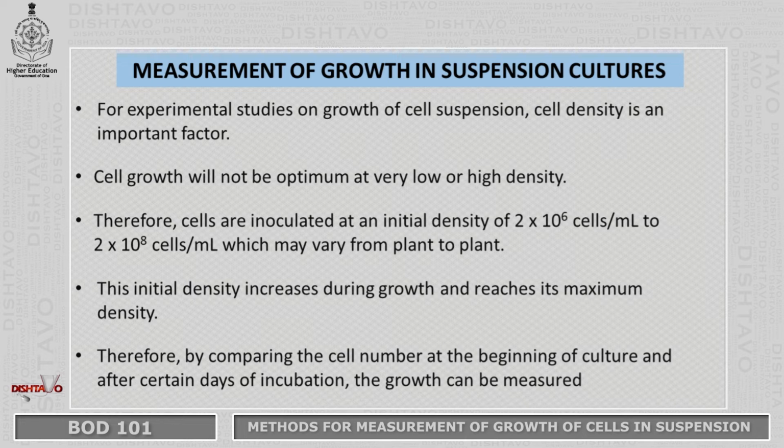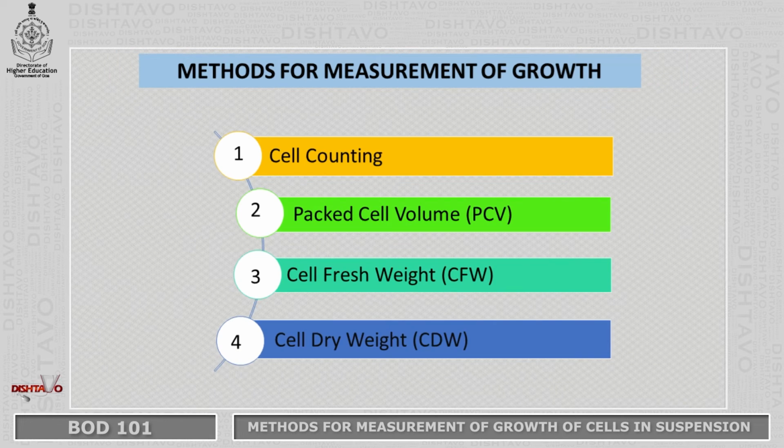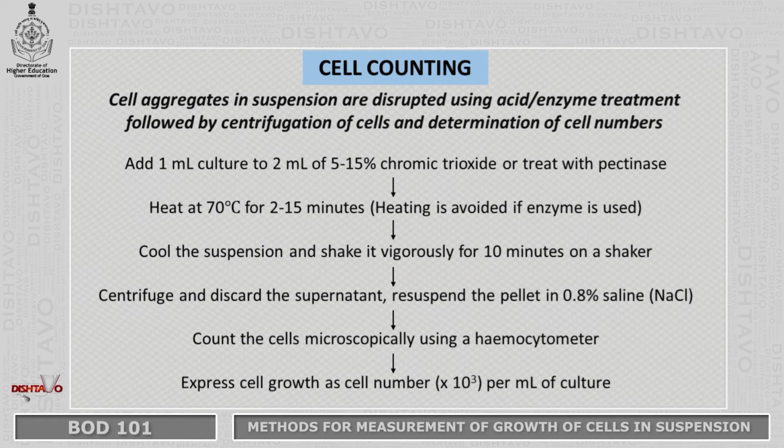Therefore, by comparing the cell numbers at the beginning of the culture and after certain days of incubation, the growth can be easily measured. The various methods that can be employed in order to measure the growth are cell counting, packed cell volume, that is PCV, cell fresh weight, CFW, and cell dry weight, that is CDW. Coming to the first method of cell measurement, that is cell counting.